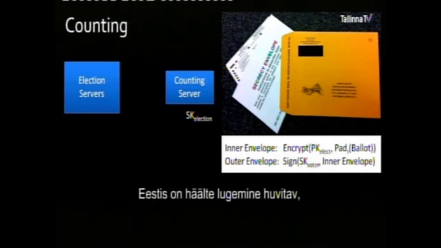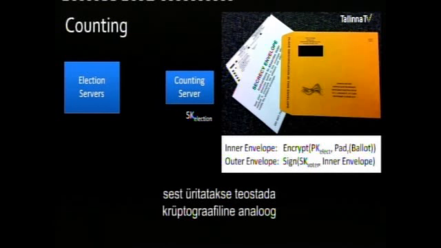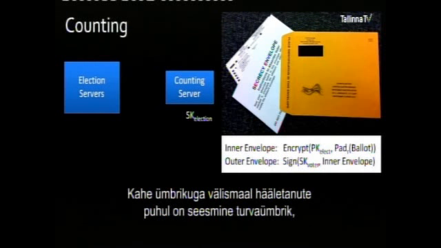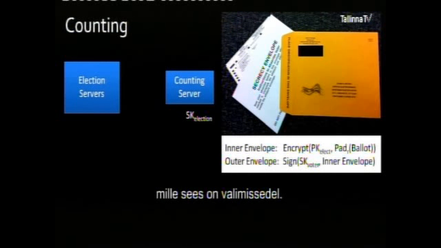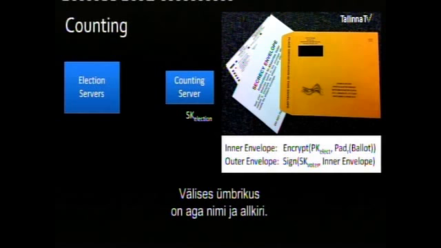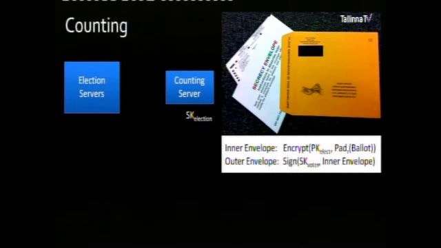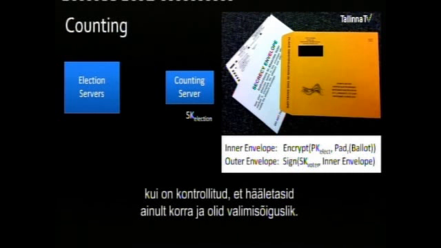Counting is interesting in the Estonian system because it's basically just trying to do the cryptographic analog to the double envelope absentee ballots that are used in many countries. Basically, with a double envelope absentee ballot, you have an inner security envelope that contains your ballot. Then you have an outer envelope that contains your name and signature. When it comes time to count, they strip off your name and signature after checking that you have only voted once and you're entitled to vote.